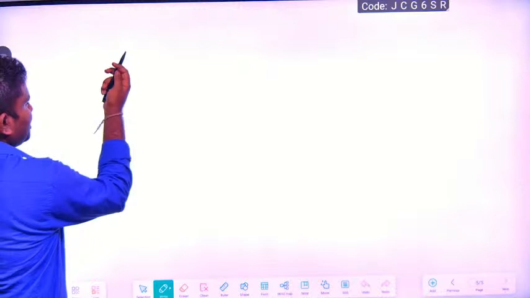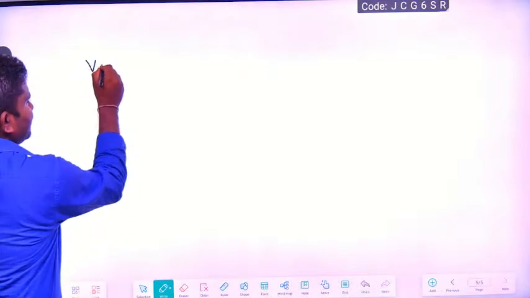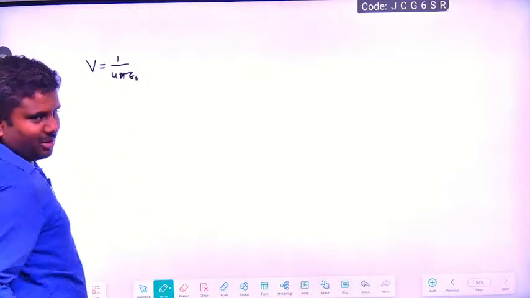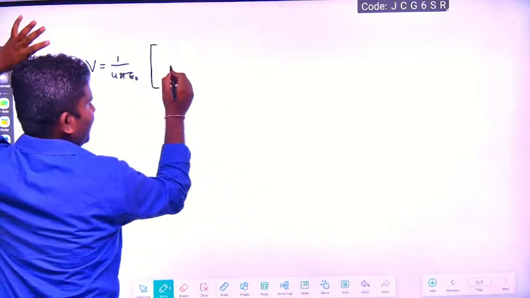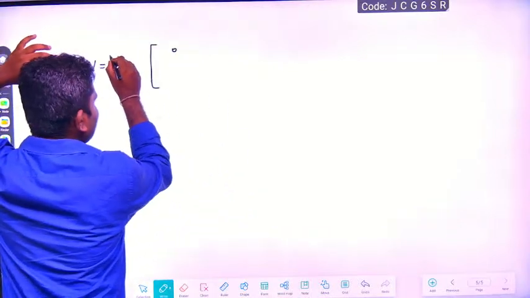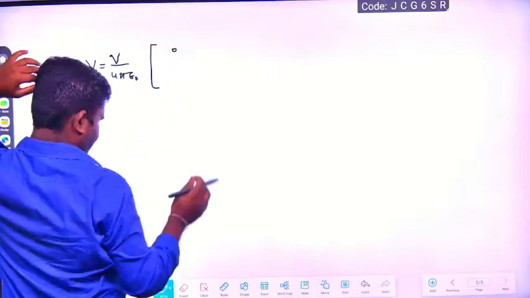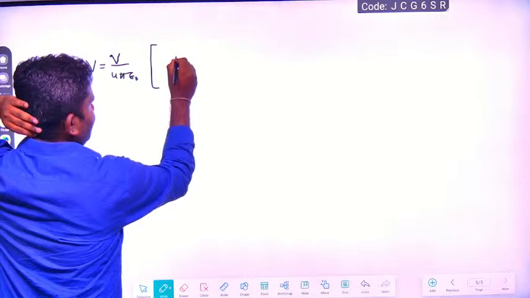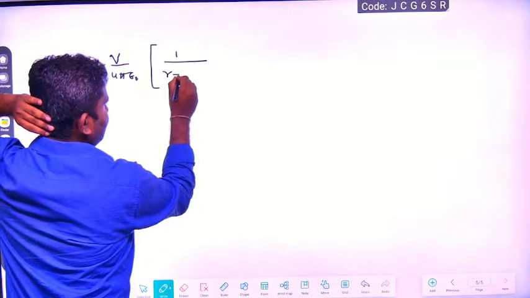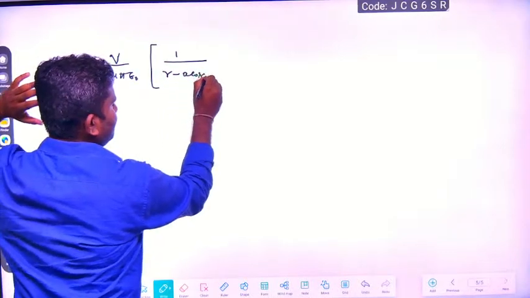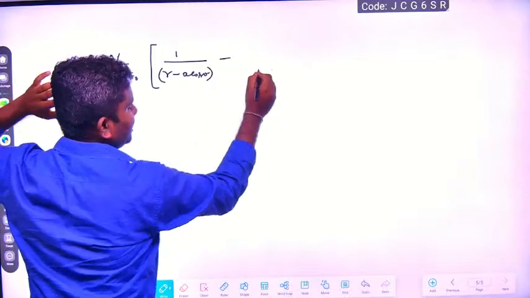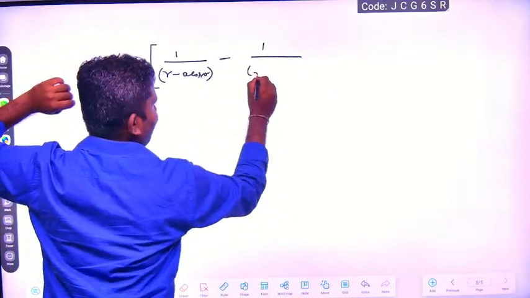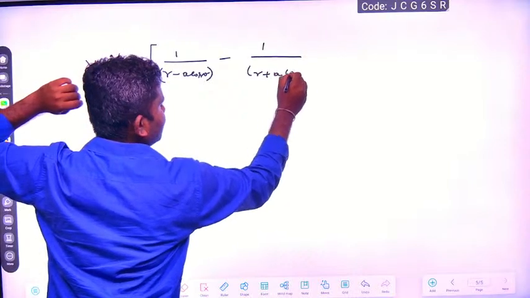Now what is the total potential? V is equal to 1 by 4 pi epsilon naught. What we got in the last slide, I will write here, Q is also common. Now, 1 divided by R minus A cos theta, minus 1 divided by R plus A cos theta.